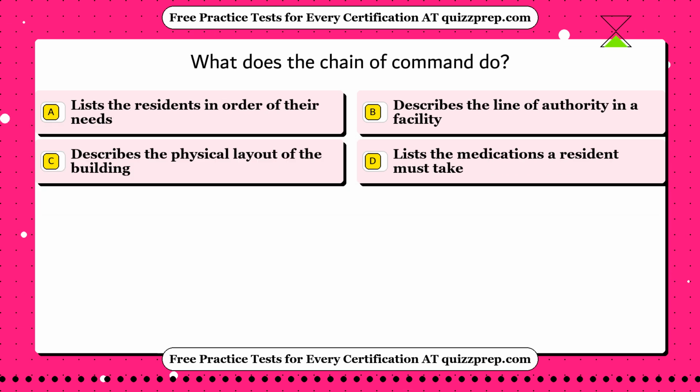Option A. Lists the residents in order of their needs. Option B. Describes the line of authority in a facility. Option C. Describes the physical layout of the building. Option D. Lists the medications a resident must take.